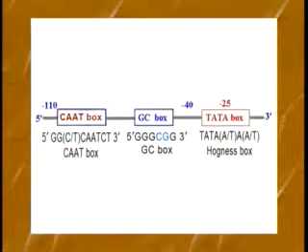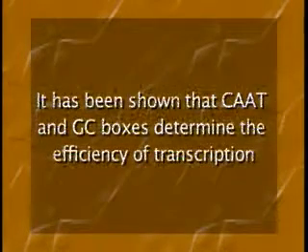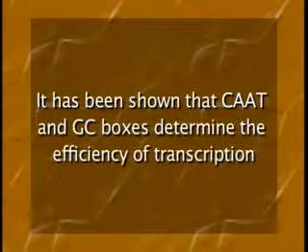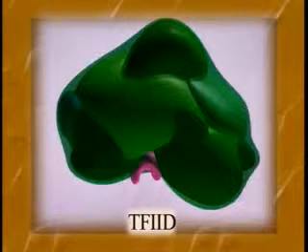Another sequence of GGGCGG, which is also called the GC box, is found in one or more copies at -60 or -100 base pairs upstream, in any orientation, in several genes. It has been shown that the CAT and GC boxes determine the efficiency of transcription, while the TATA box aligns RNA polymerase at the proper site with the help of transcription factor 2D, TFIID, and other transcription factors.